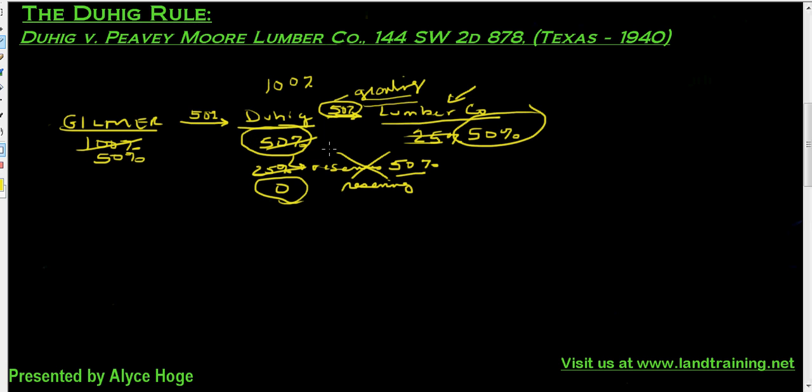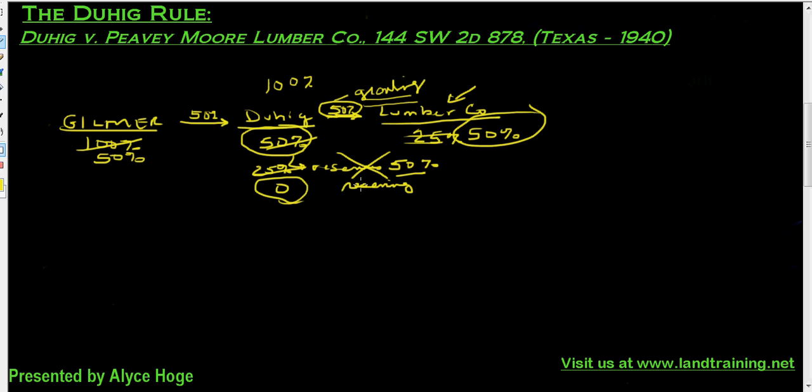The court could have said, we're going to give plain meaning to it. He had 50%, he's conveying 50% and reserving 50%. Therefore, lumber company, you get 25, he gets 25, and Gilmer gets 50%. But the result of that would have been the burden would be on the grantee to figure out what the grantor owned. Now, as someone who runs title, I like the fact that they have to disclose what their interest is in the deed, or Duhig will apply.